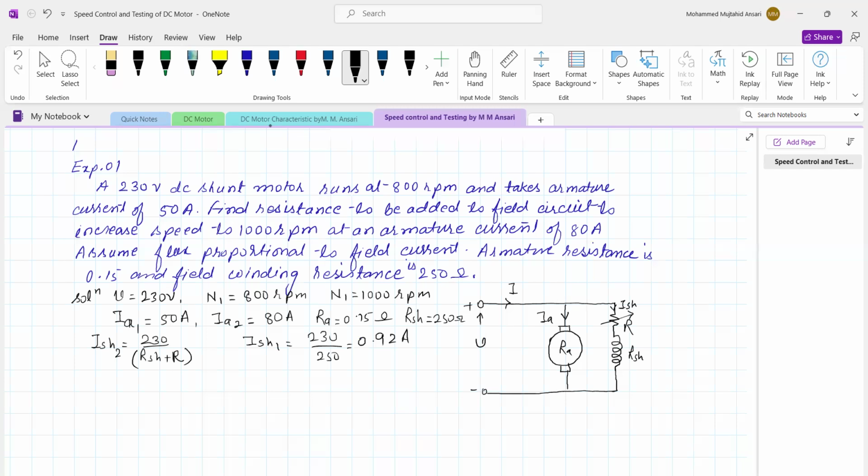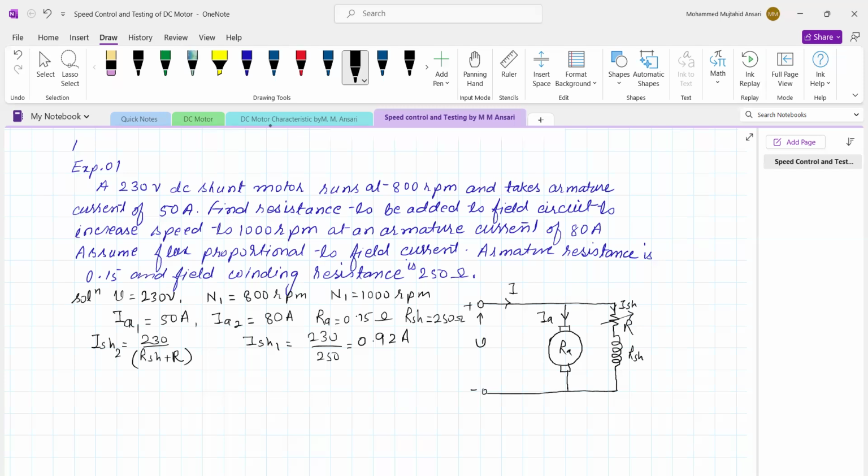Therefore, the motor is going to run at the speed N1. When the shunt field winding is connected with the external resistance R, the current is going to decrease. That decrease in current in the field winding decreases the flux, and we know that the speed is inversely proportional to flux or field current. Therefore, the speed of motor increases from 800 rpm to 1000 rpm.